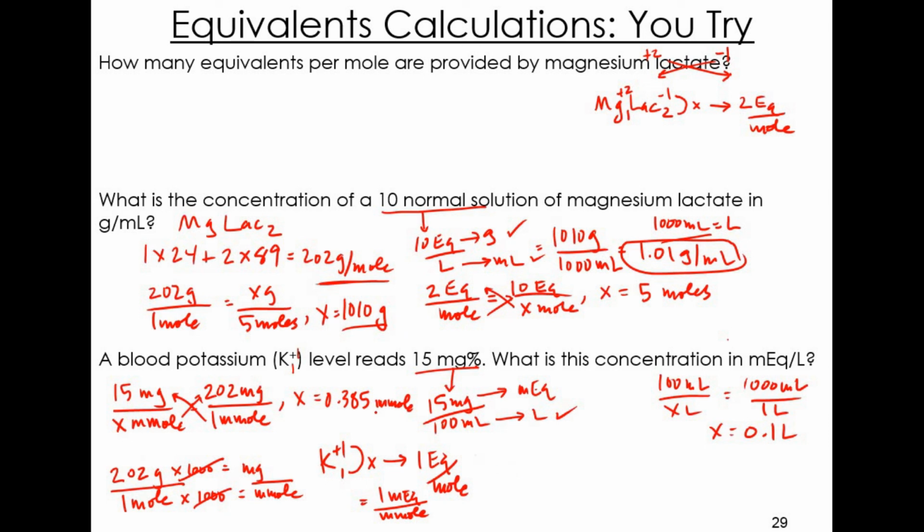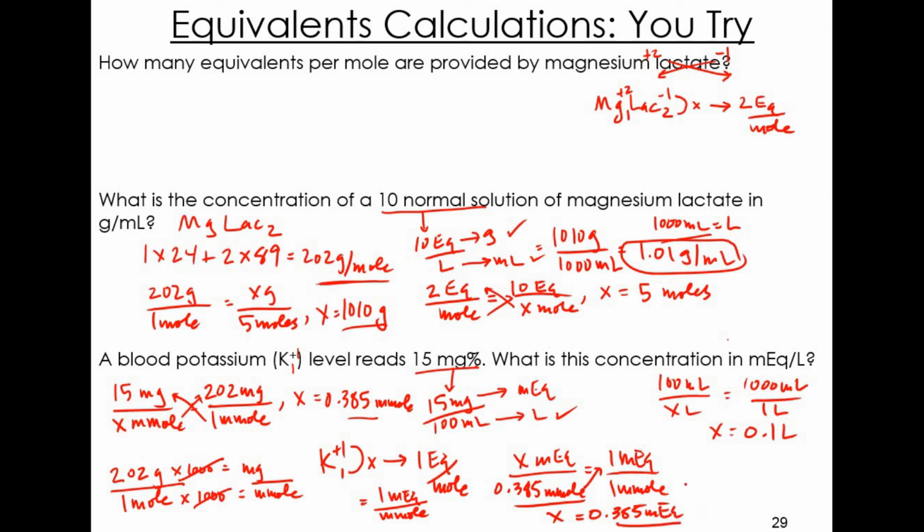And so to convert this to milliequivalents, let's just write it out for fun. 0.385 millimoles. And we want to know, well, up here, how many milliequivalents is that? Given that there's 1 milliequivalent per millimole. And we see that we're going to end up with the same value. So X is 0.385 milliequivalents. We just multiply and divide by 1 there.